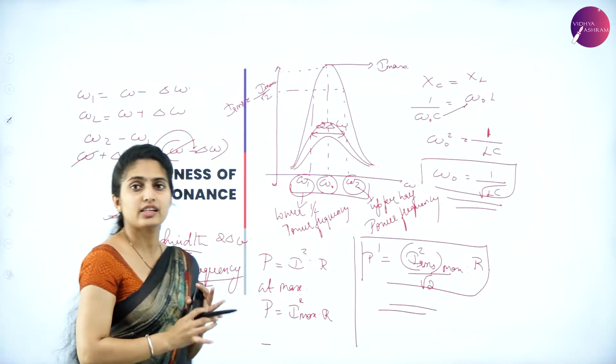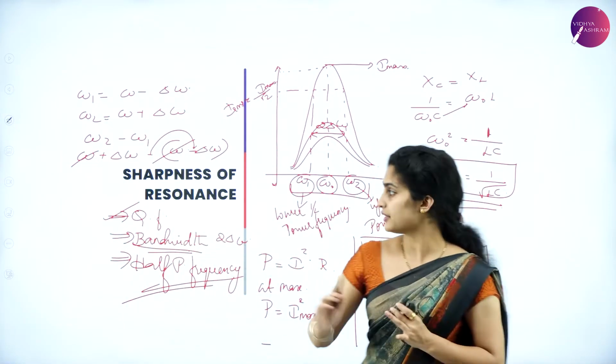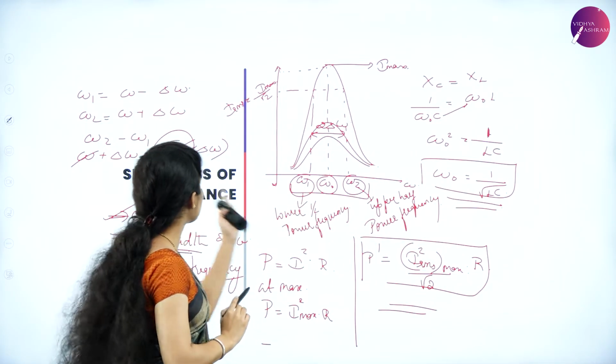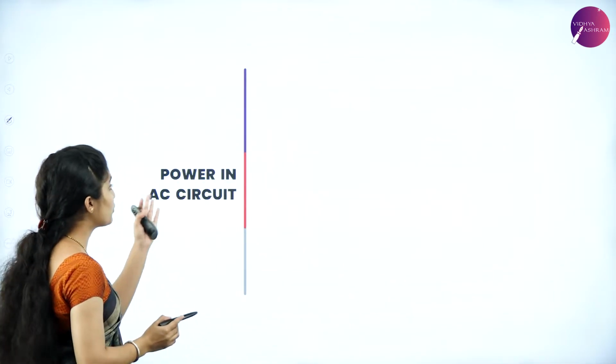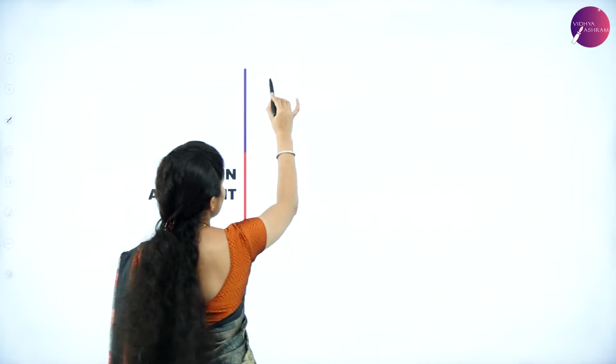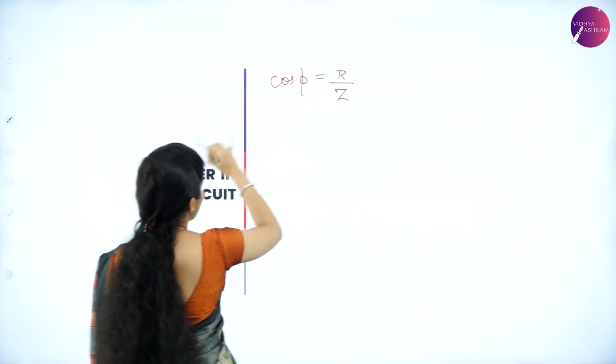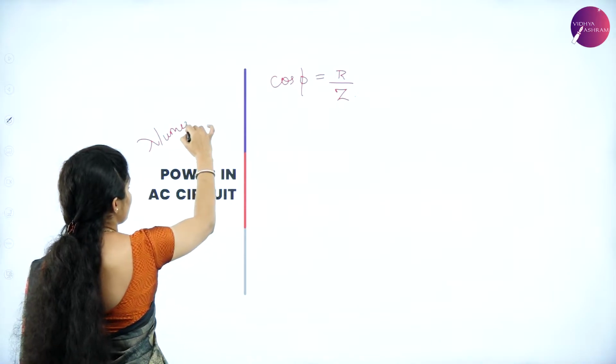So these are all the explanations for the quality factor, the bandwidth, as well as the half power frequency. And next, having covered the sharpness of resonance, we go with the powers in AC circuit. In powers in AC circuit, only the formula is very important for you to understand. That is cos phi is equal to R by Z. It is very important for numericals.